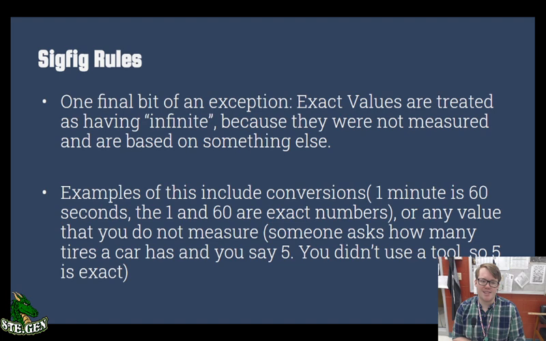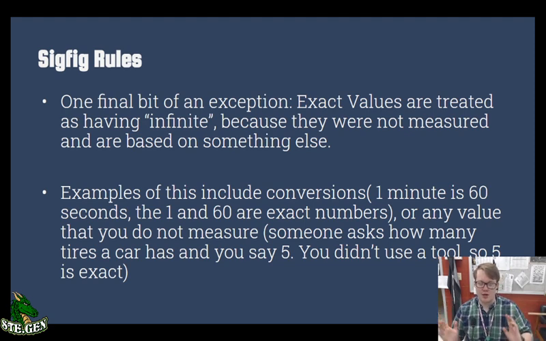The final bit is kind of an exception to the rule. It's not really an exception, but it's called exact values. Exact values are treated as having infinite sig figs because they are not measured. Any value that you get that is a constant or comes as a conversion or comes from some sort of thing in the universe, we do not consider that to be a number relevant for sig figs. So an example that's not going to be used in this class is gravity. In physics, we use gravity as having negative 9.8 meters per second squared as acceleration. But technically, that digit expands out very far.